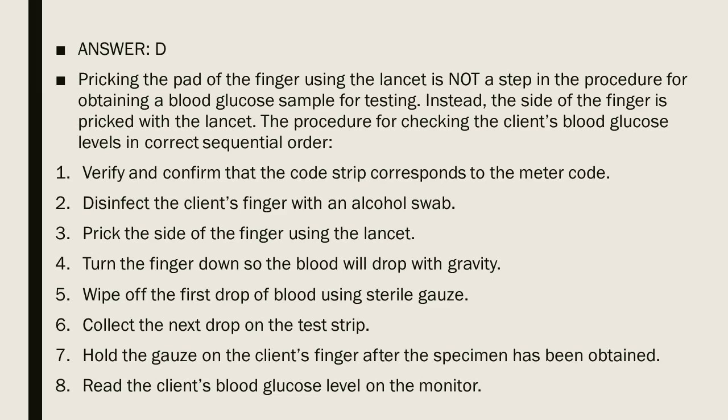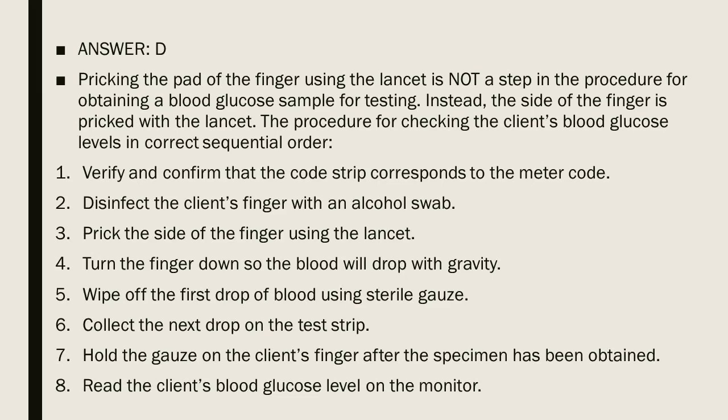Instead, the side of the finger is pricked with the lancet. The procedure for checking the client's blood glucose levels in correct sequential order: verify and confirm that the code strip corresponds to the meter code. Disinfect the client's finger with an alcohol swab. Prick the side of the finger using the lancet.